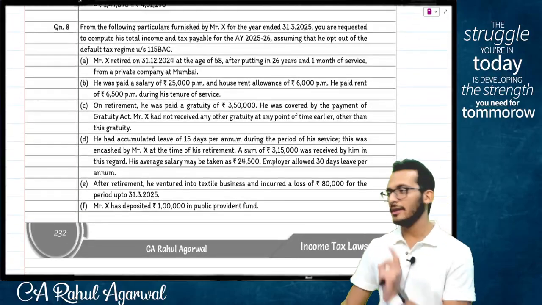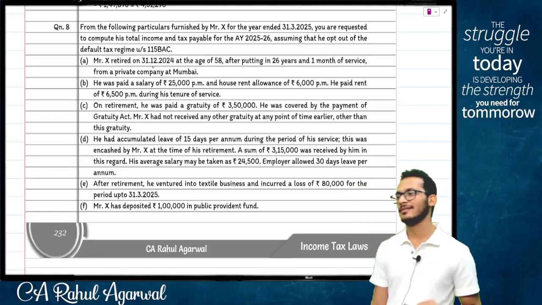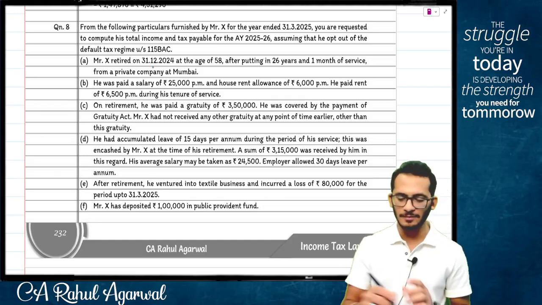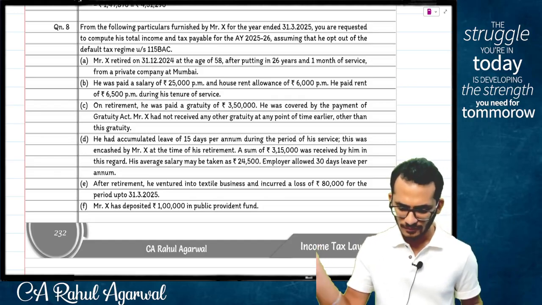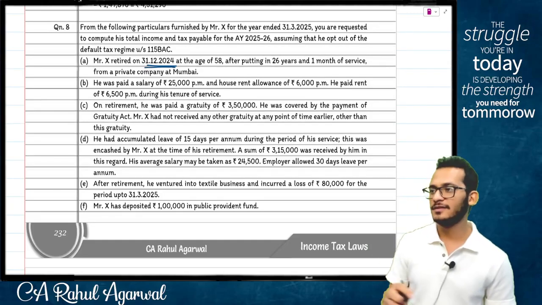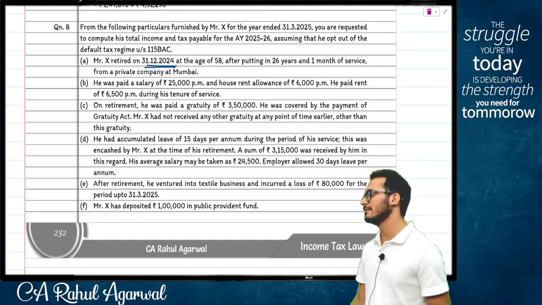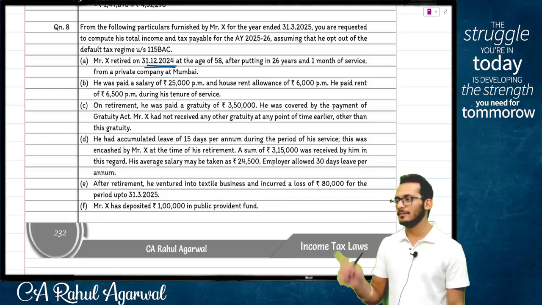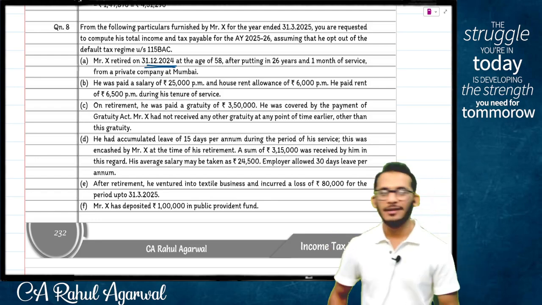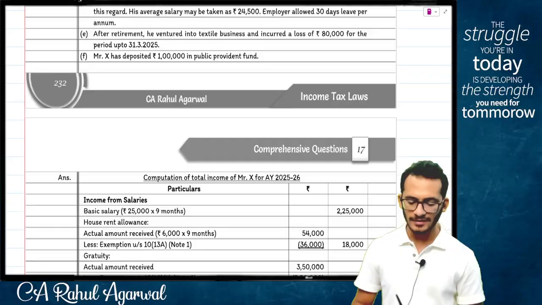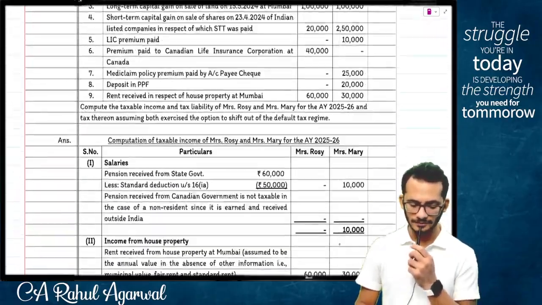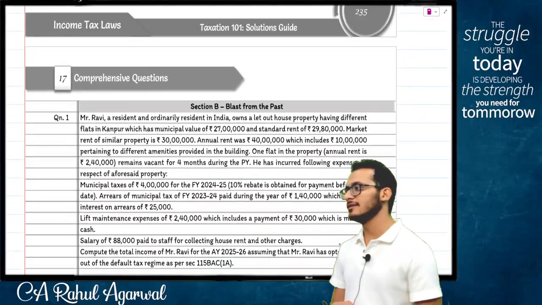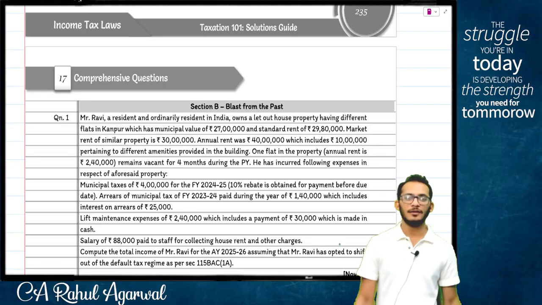Question number 8 is what I'm not doing for you. This was your mock question. There is only one thing to be kept in mind: the person is leaving on 31st December, which means he retires in 9 months, which means salary is only for 9 months. That is all you need to know. Other than that this question is not relevant, and that's what your questions will look like.